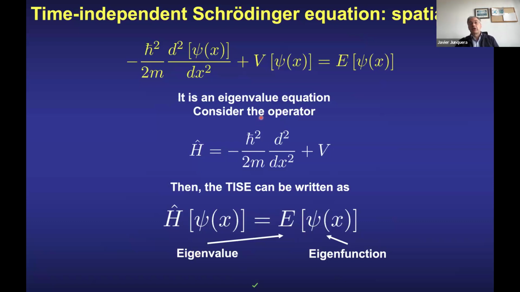So this equation here can be considered also an eigenvalue equation. And in particular, if we define here the Hamiltonian operator as the sum of the kinetic energy term plus the potential energy term, then we can write this time-independent Schrödinger equation in this way here, where we have the Hamiltonian applied to our spatial part of the wave function equal to a constant that will be the eigenvalue times the eigenfunction again. So we can write the time-independent Schrödinger equation in the shape of an eigenvalue equation.